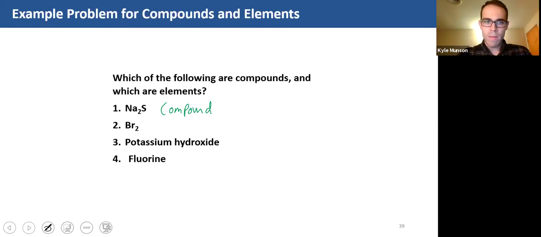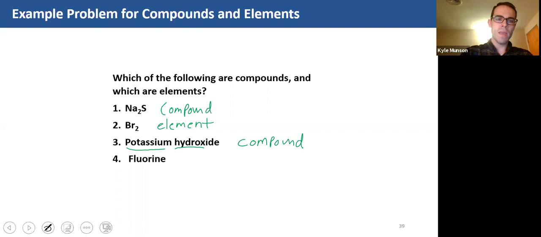What do we think about this one? Well, there's 2 bromine atoms here, but remember, this is one of those diatomic elements. So this is an element. So potassium hydroxide, without knowing what this is, it's 2 words. Elements are always 1 word. So this is a compound. And then fluorine, this is an element.